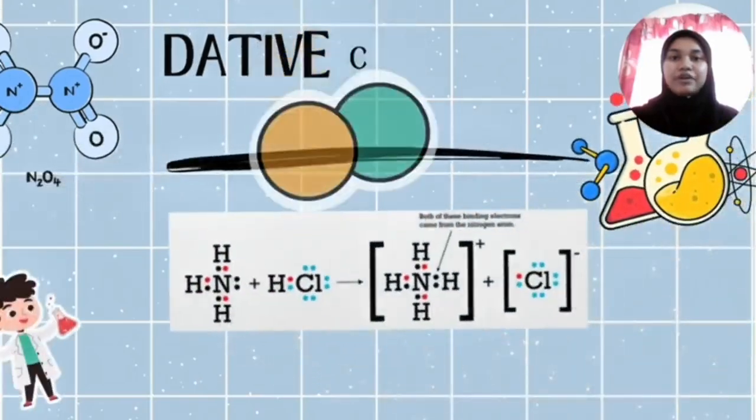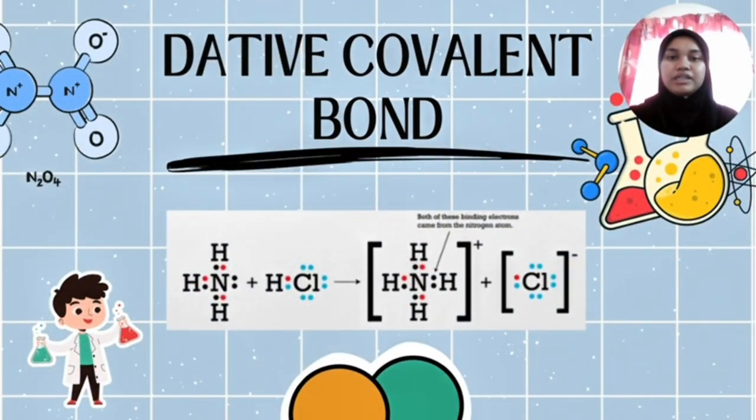Last is dative covalent bond. Here are the examples for dative covalent bond. As we can see, the nitrogen atom in ammonia has a lone pair of electrons, while the hydrogen ion from hydrochloric acid has no electrons to share. So, nitrogen donates its lone pair to the hydrogen ion, forming a dative covalent bond and producing the ammonium ion NH4+, while the chloride ion Cl- remains separate.